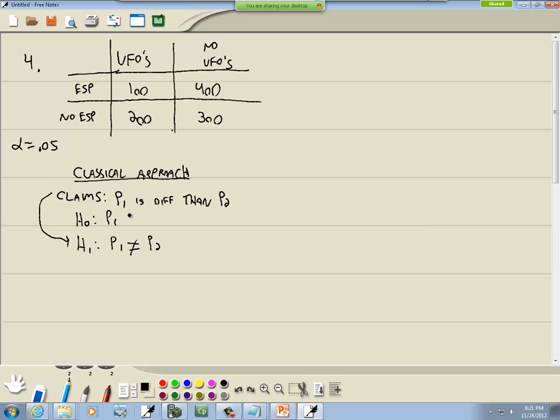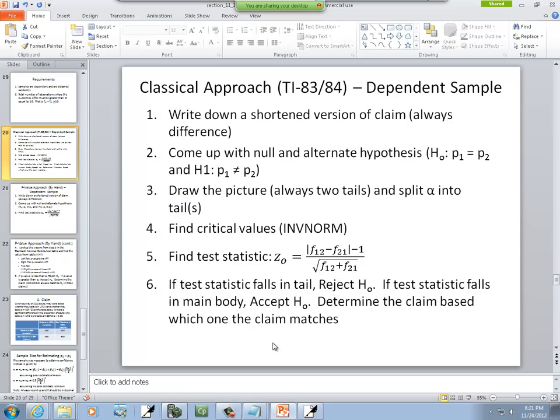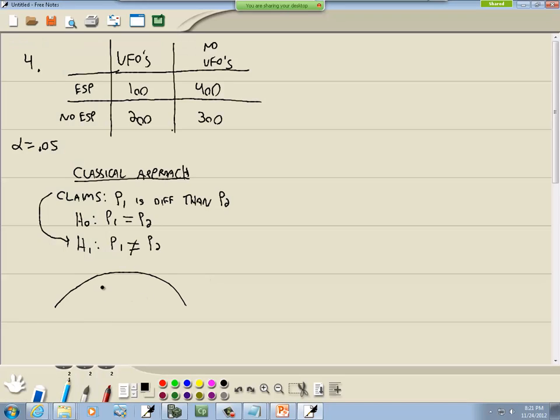And this will be p1 is equal to p2. It says draw the picture. Always two tails and split alpha into the tails. Alpha is 5%, so I'll split alpha into the tails. So I'll put 0.025 here, 0.025 here, and 5% in the tails, and 95% in the middle, like that.